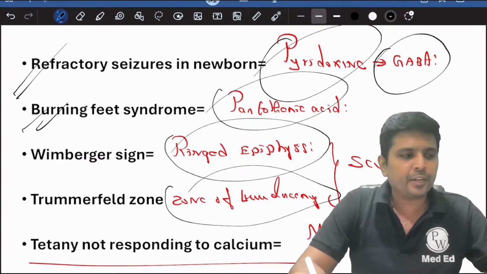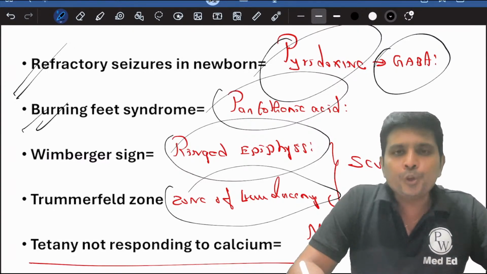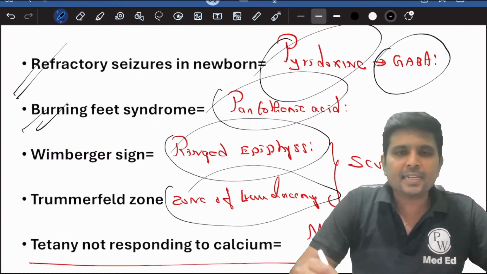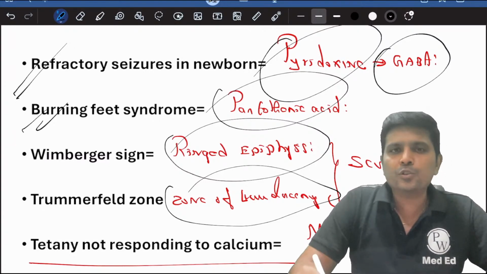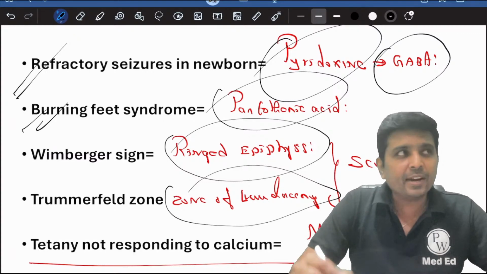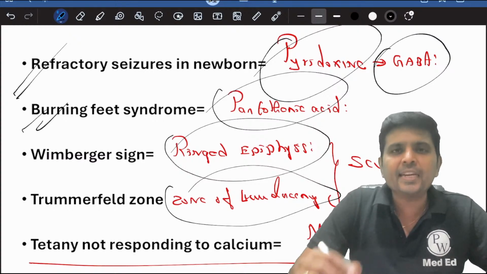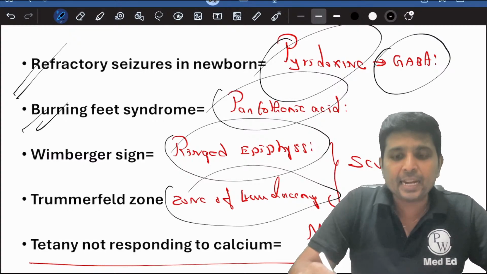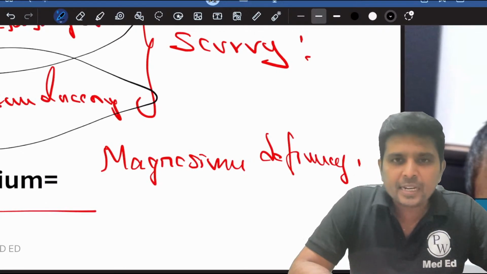Tetany not responding to calcium. Remember, tetany not responding to calcium. You all know that tetany, which occurs as a result of hypocalcemia, will be resolved by giving a dose of IV calcium gluconate. But even after giving IV calcium gluconate, if tetany doesn't resolve, it indicates that there is an underlying magnesium deficiency.